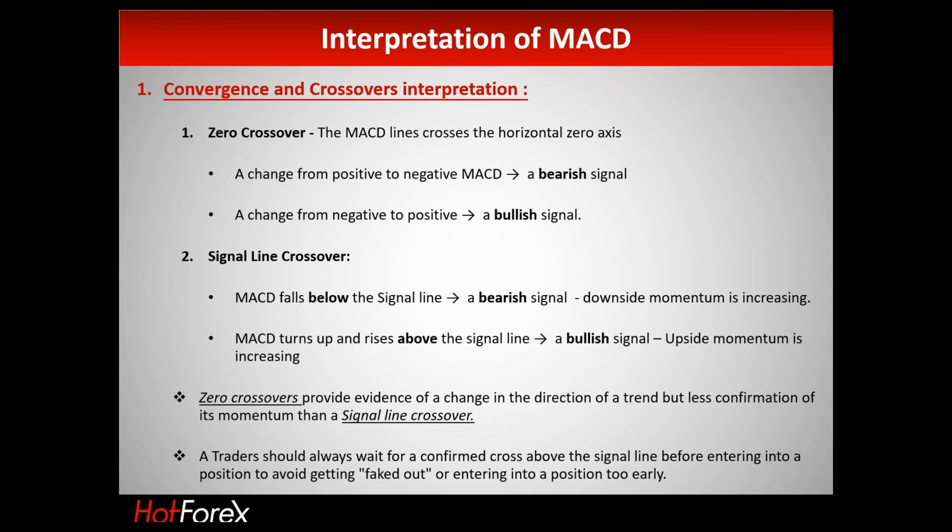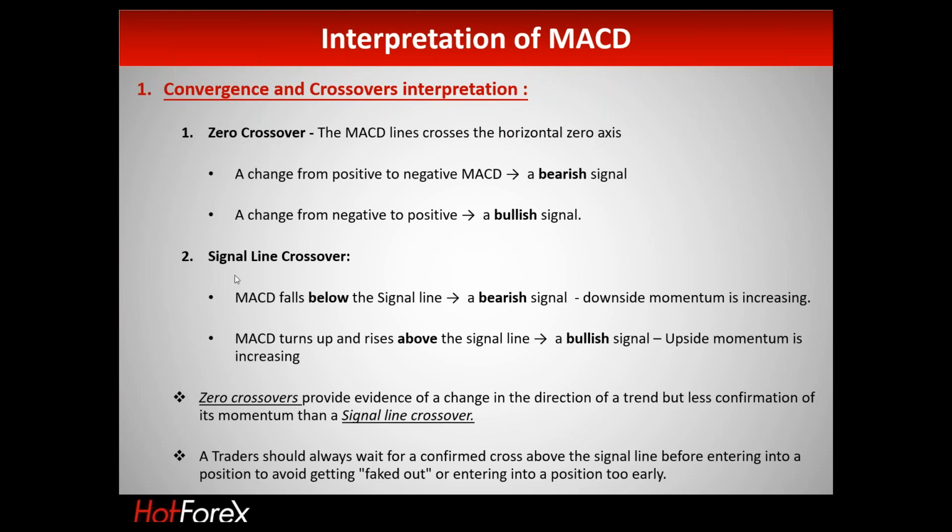Sorry. So, as we said, the first interpretation, we need to check for crossovers. Zero crossover is when the MACD line crosses that zero level, that zero horizontal axis that we have. So if we see the MACD changing from positive to negative, that's a bearish signal. If we see MACD changing from negative to positive, that's a bullish signal. That's about the zero crossing.